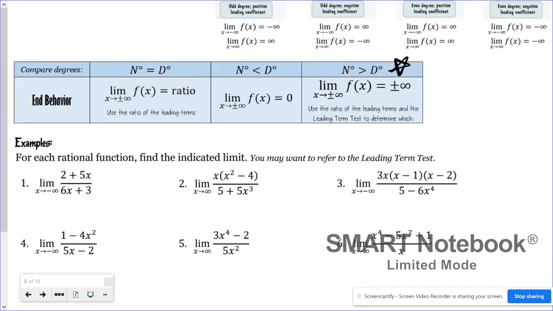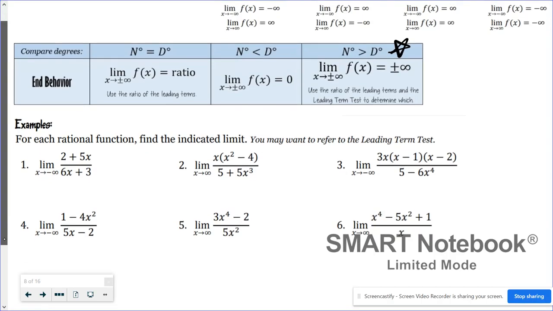So compare the degrees of the numerator and the denominator. Use our summary table here to find the end behavior. So right now it'd be great for you to pause the video, try these out, and then check back in with me. All right, so let's see how you did on these.